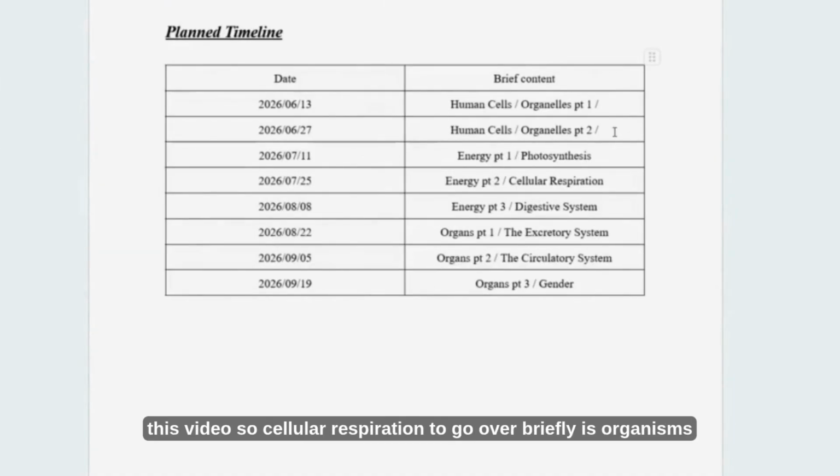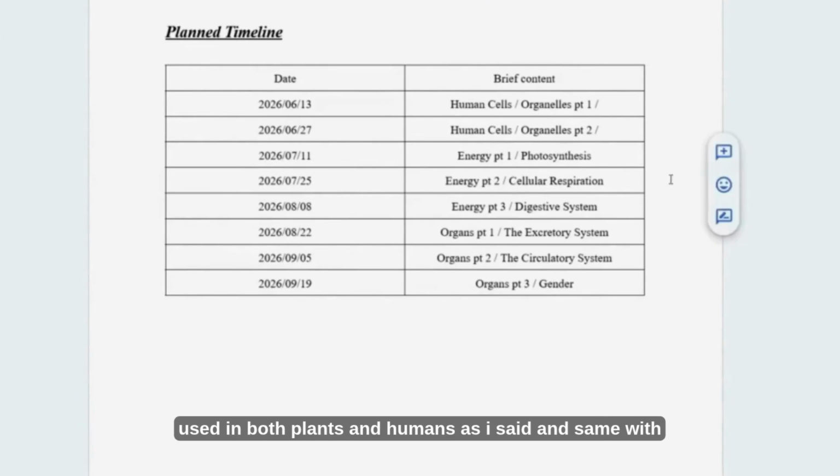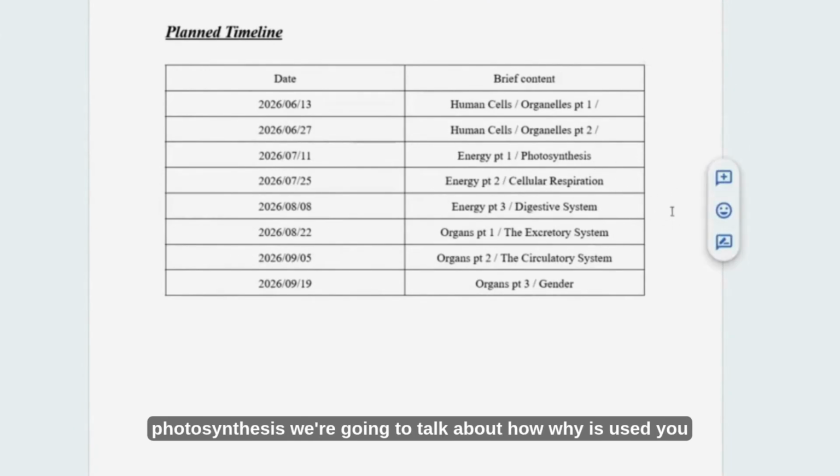So cellular respiration, to go over briefly, is organisms combining oxygen and food together to get energy. It's used in both plants and humans, as I said. And same with photosynthesis. We're going to talk about how and why it's used, those basic concepts about cellular respiration. And then lastly, we're going over the digestive system.